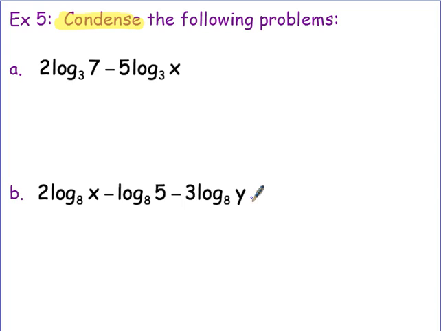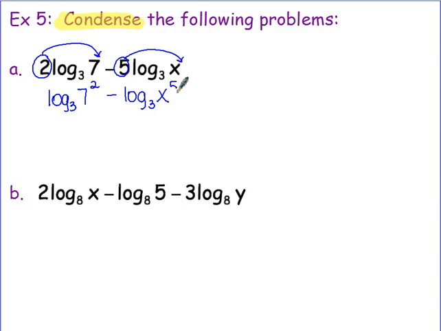So the first step, think about basically working backwards. On the last problems, where did we end? Well, we ended with the exponents. That's where we're going to start here. We're going to start by looking for numbers that need to be brought up. So this 2 and this 5, they need to go back into the exponent. So we're truly going backwards. So log base 3 of 7 squared minus log base 3 of x to the 5th.